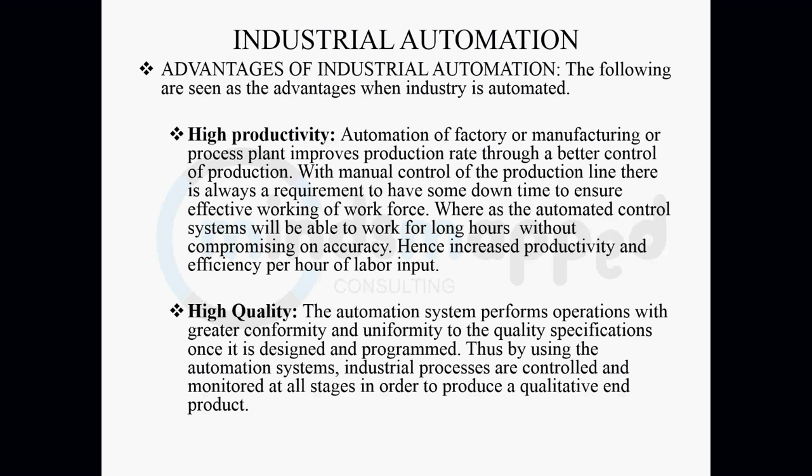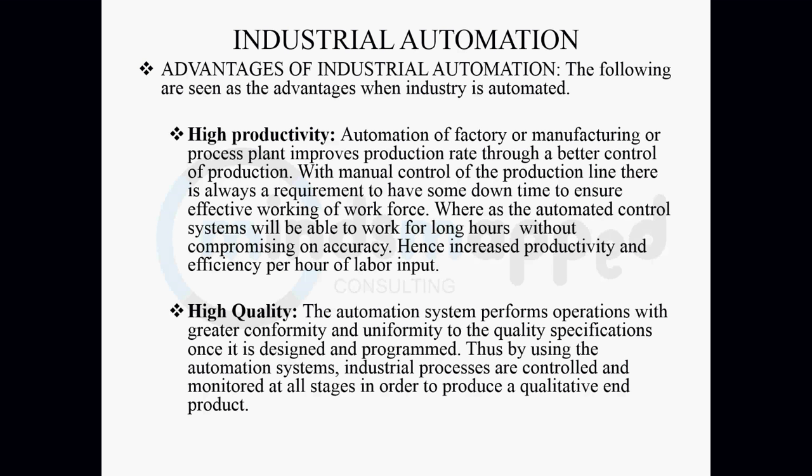Right. So now we'll try to go through the advantages. So, advantages of industrial automation. The following are seen as the advantages when industry is automated. High productivity. So we just discussed this. Automation of a factory or manufacturing or process plant improves production rate through better control of production.